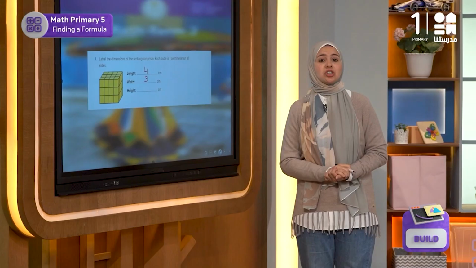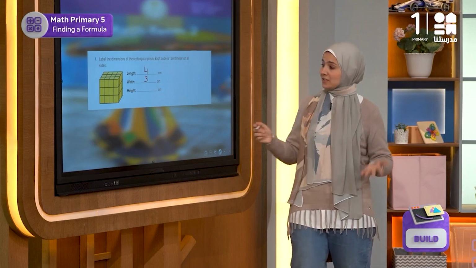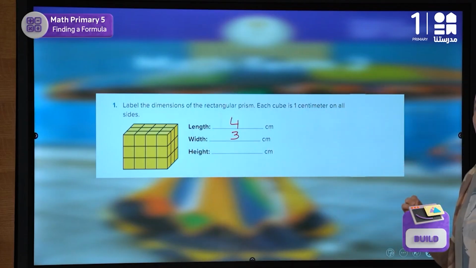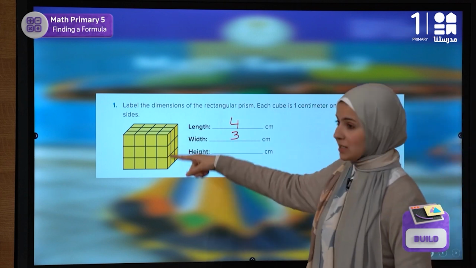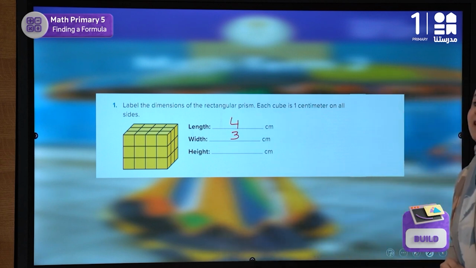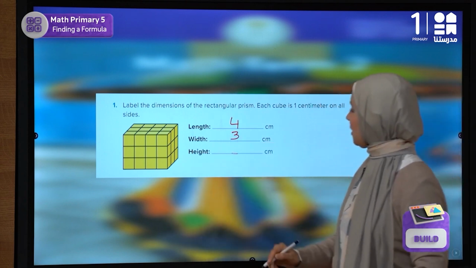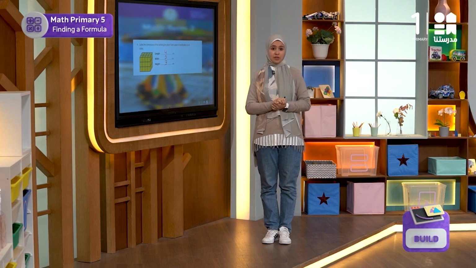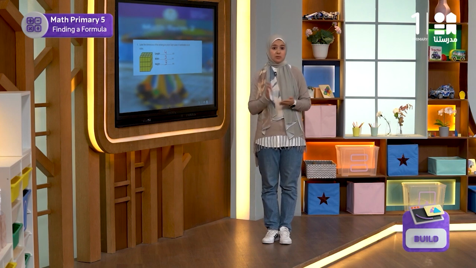Now the third dimension, the height, is what? Let's check. 1, 2, 3. It's also 3 because we have 3 cubes on top of each other over here like that. So the height of the rectangular prism is going to be what? 3 centimeters, and let's record it together like that. Now we have identified the 3 dimensions of the rectangular prism in front of us, which are what? The length, the width, and the height.